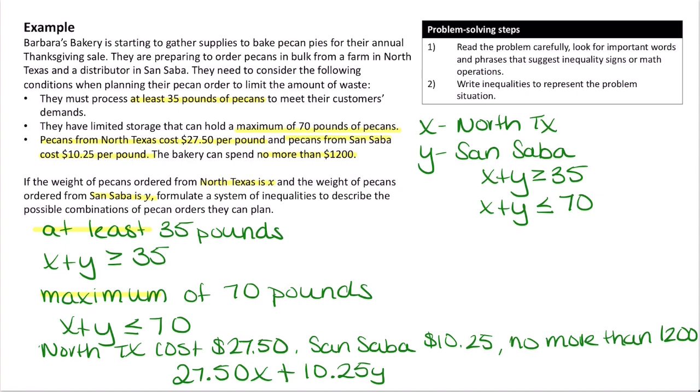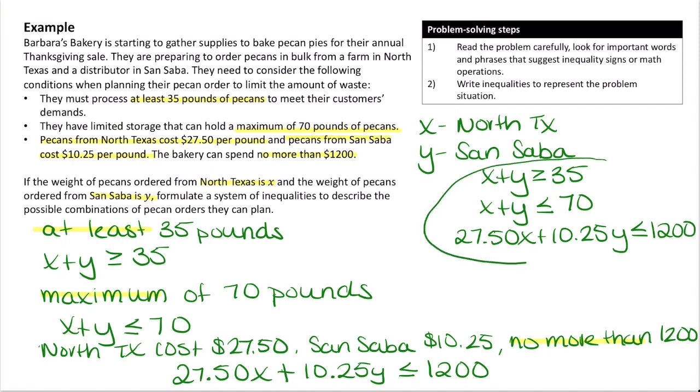And then we have this important phrase right here: no more than. No more than is going to be less than or equal to, because they can spend $1,200 if they want to, or they can spend less than $1,200. It's kind of like our bakery's on a budget. So that's going to be the third inequality: $27.50X plus $10.25Y is less than or equal to $1,200. Okay, so now we have our system of inequalities that represents the problem in this situation.